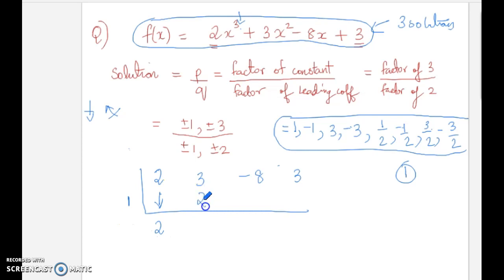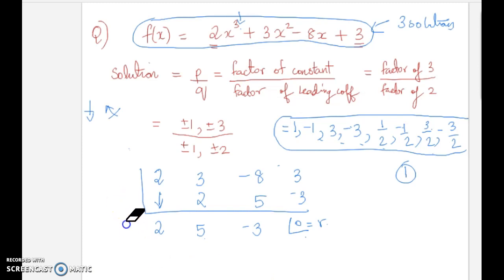2 times 1 is 2. 3 plus 2 is 5. 5 times 1 is 5. That is negative 3. Negative 3 times 1 is negative 3. When you add, you get 0. That is your remainder. So this actually showed us that 1 is a solution in another way. Okay, you can do this by the remainder theorem way or by the synthetic way. So you're just randomly checking for numbers in here to see if it's a solution or not.